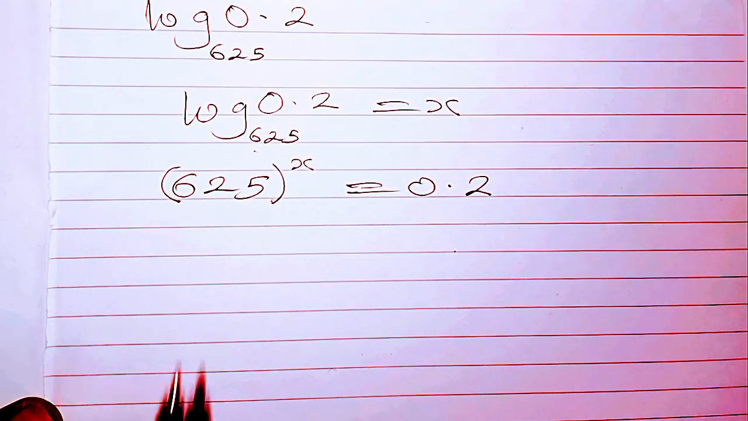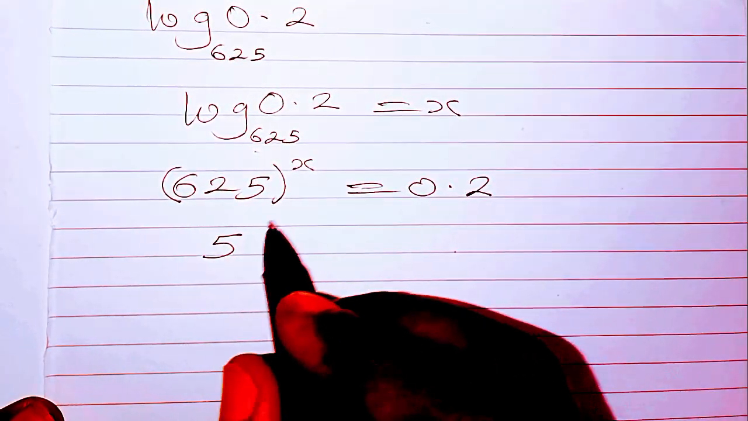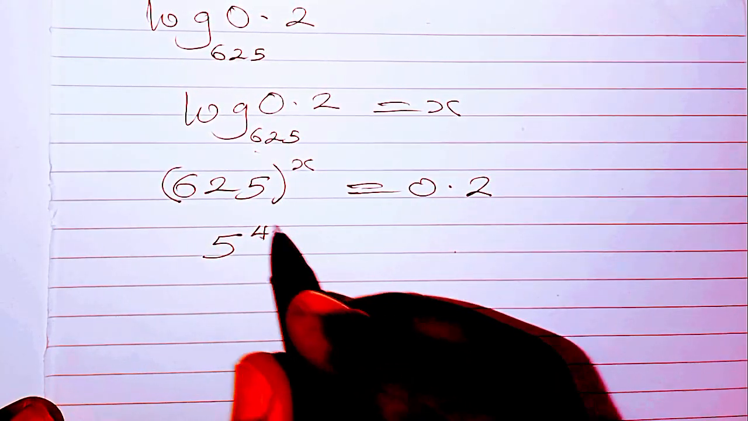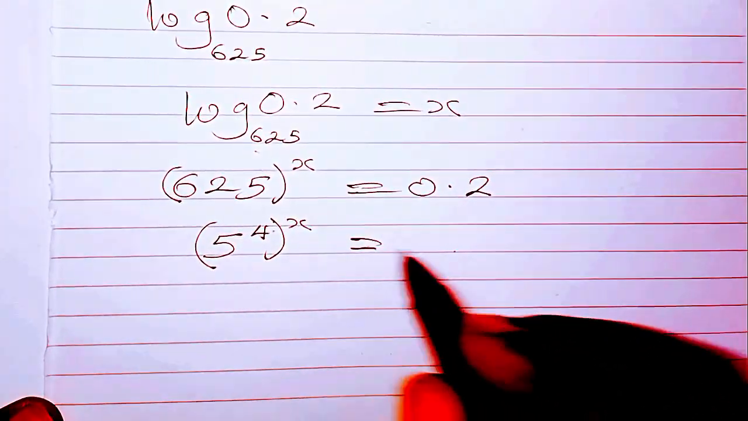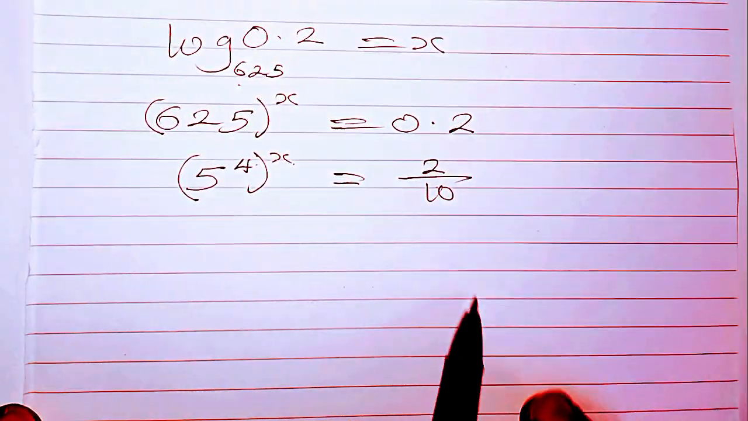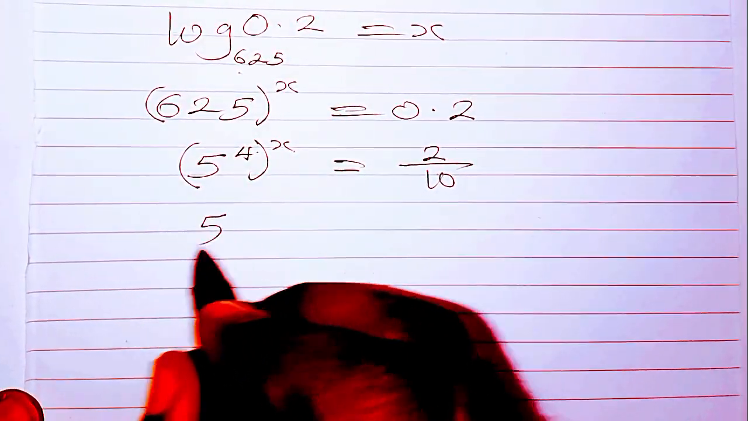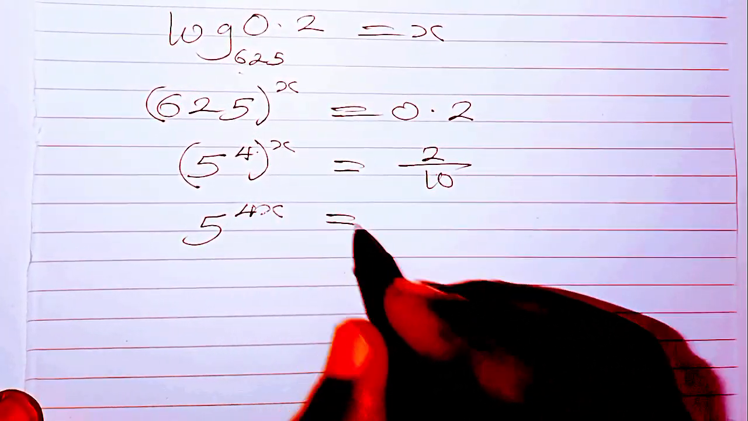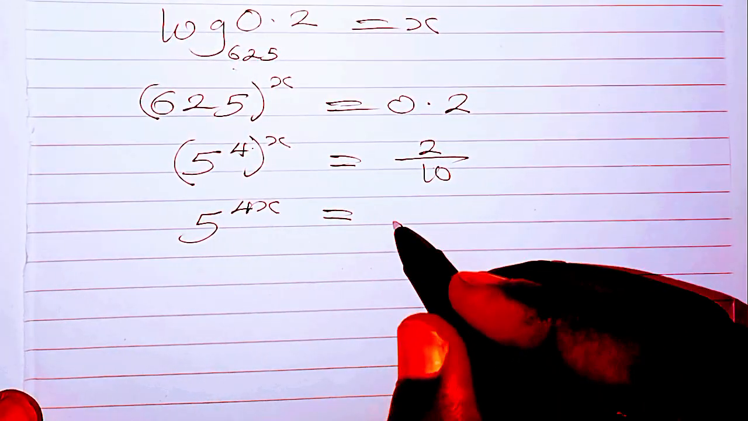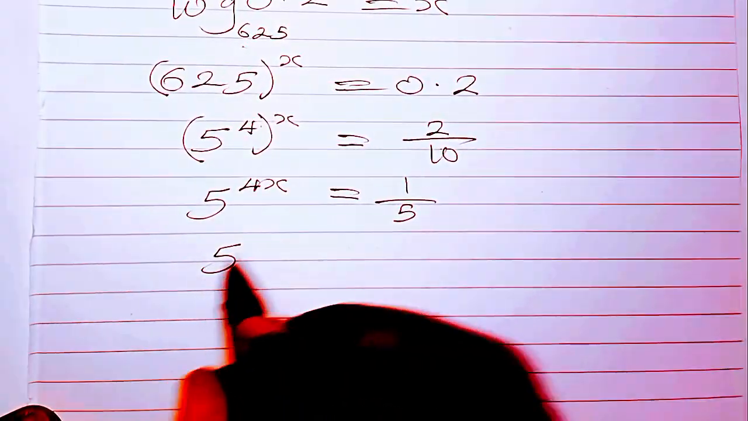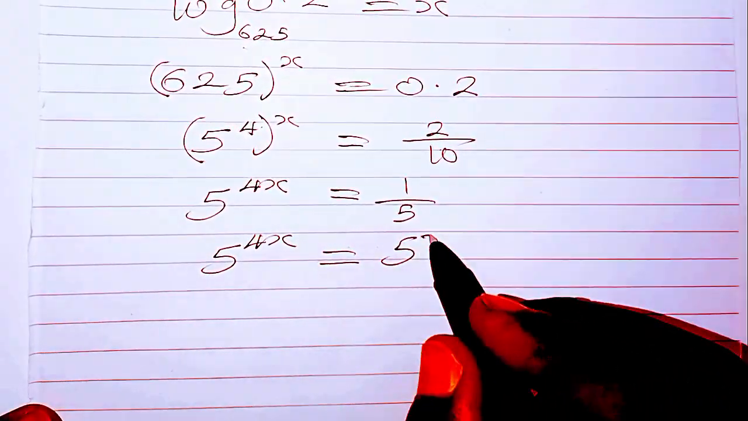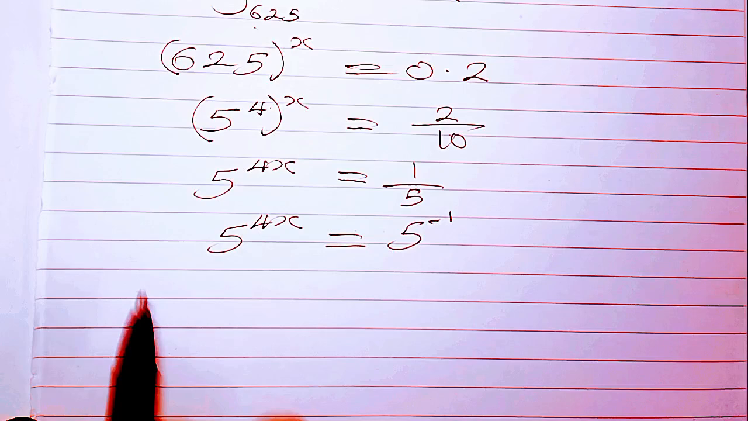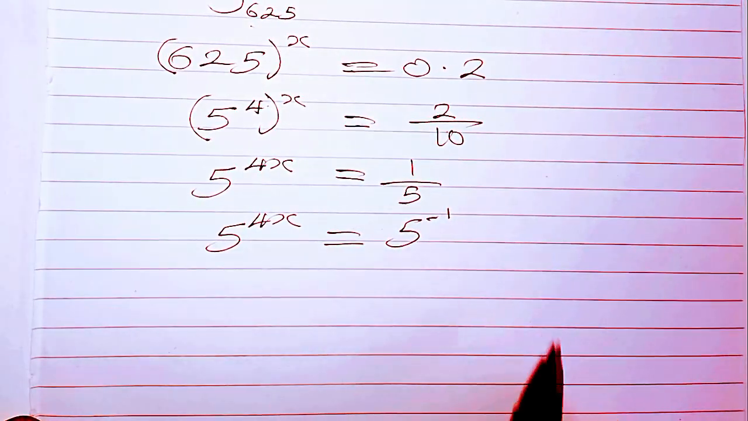And in this case, we can actually collapse this to 5 raised to the power of 4. That's 625. And then we have raised to the power of x there, equal to 2 over 10, of course, because we have just a digit after the decimal point. And therefore, this can be written as 5 raised to the power of 4x equal to, reducing this to the simplest fraction, 1 over 5, which in turn can be written as 5 raised to the power of minus 1. In as much as they have the same base, the powers can be equated.